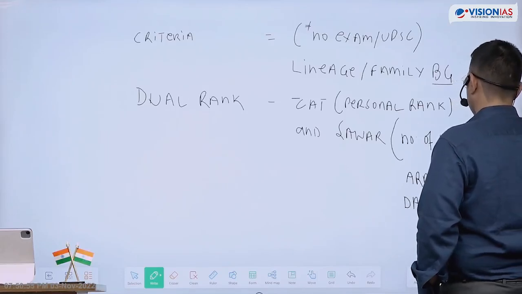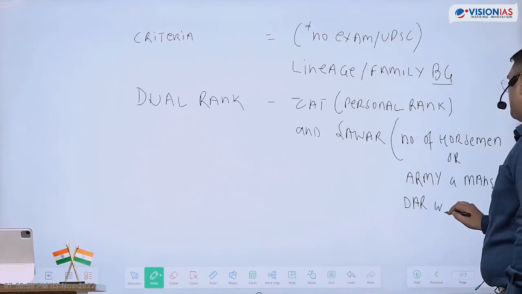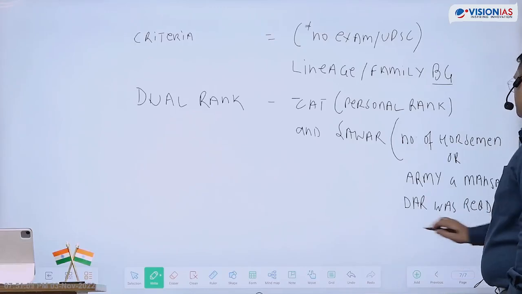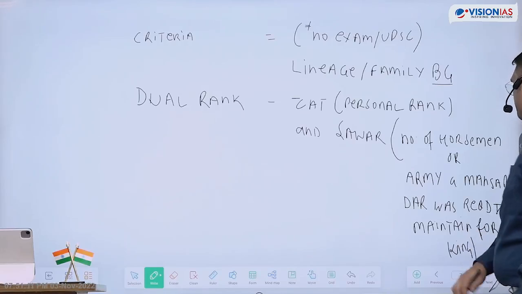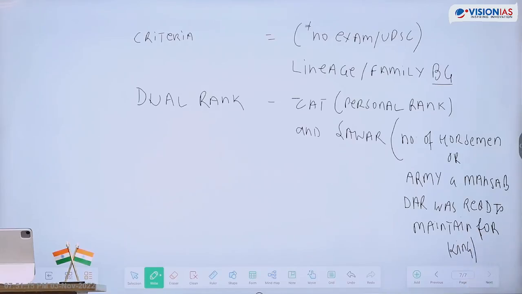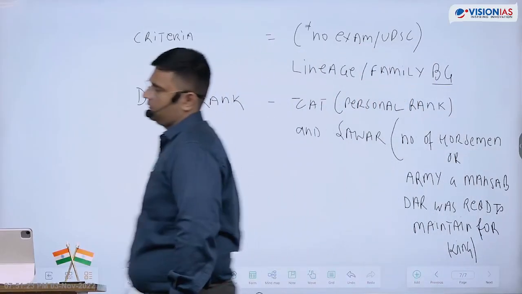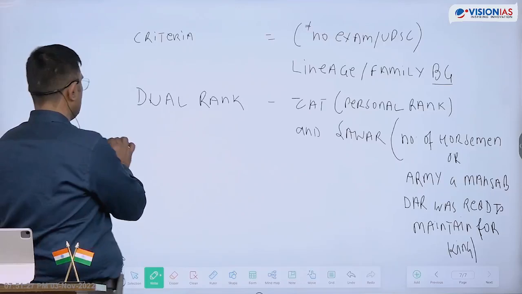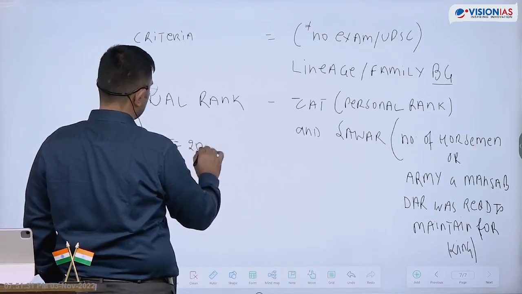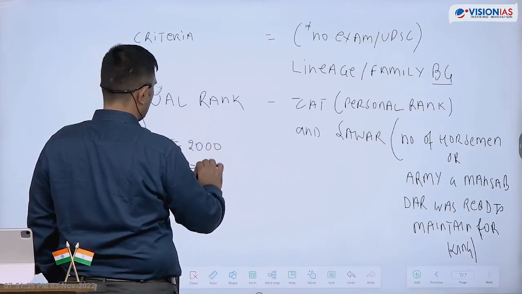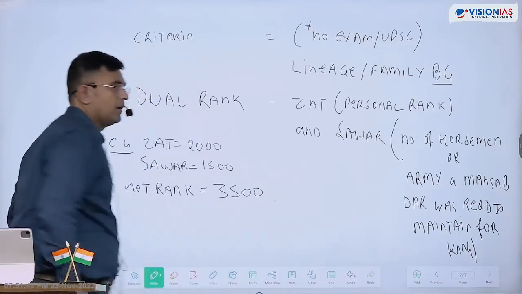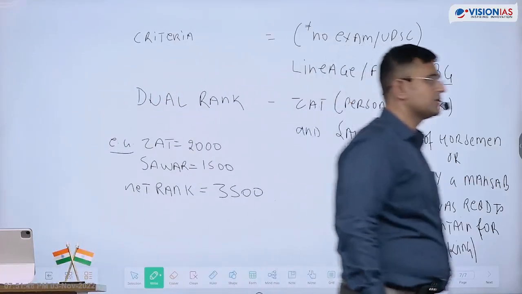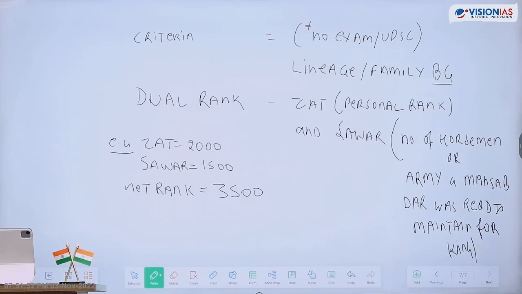A mansabdar was required to maintain, for the king, a number of horsemen or army. That is Sawar. Example: Zat is equal to 2000, Sawar is equal to 1500, then net rank is equal to 3500.